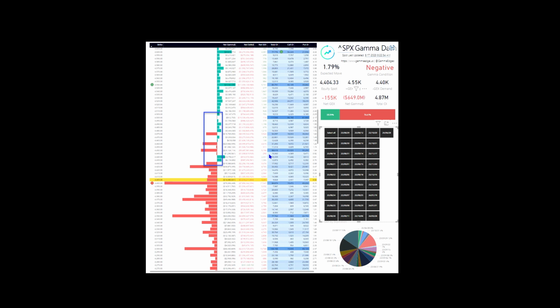downside. To the upside, 4,450 would probably be the extension back to the upside, as we see 9 billion net delta sitting there in the money puts there. But as we start dropping, we start capturing these out of the money puts as we fall, and then all the way down to the 4,350 level there.